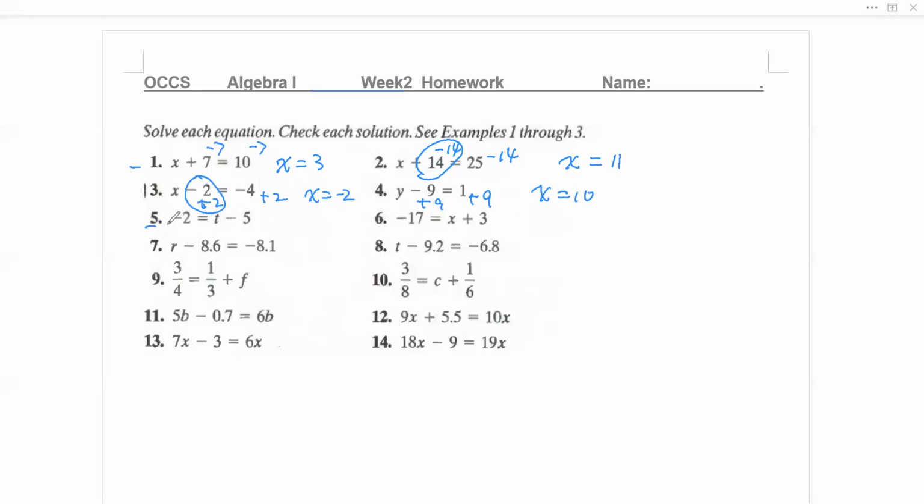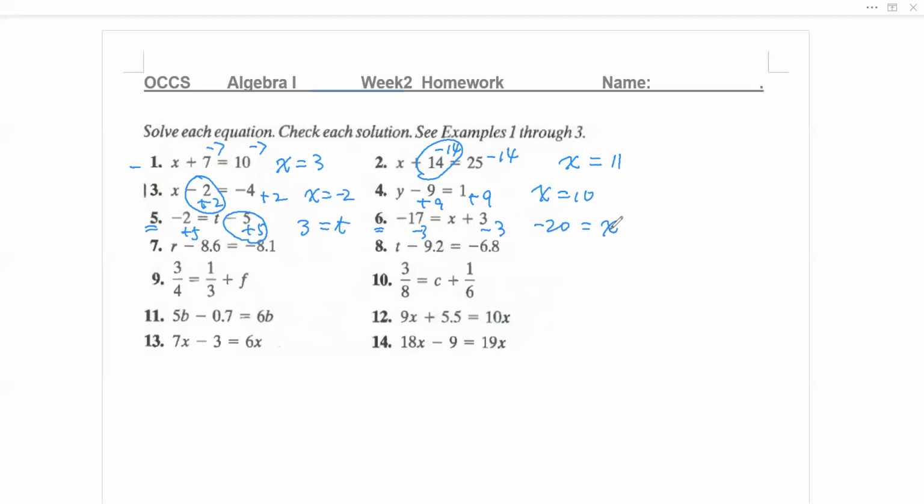So for number 5, both sides plus 5. You can see the right side only has t left, right? Plus 5. So you can see positive 3 equals t, right? The objective is the same. See number 6, both sides minus 3. So the left is -12, the right side is only x, right?